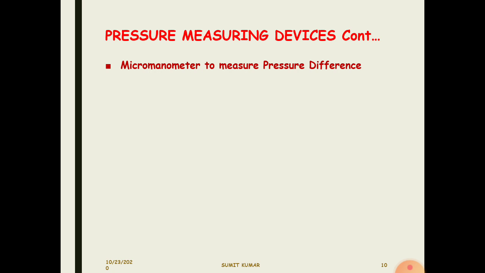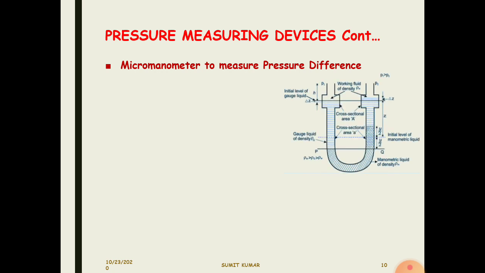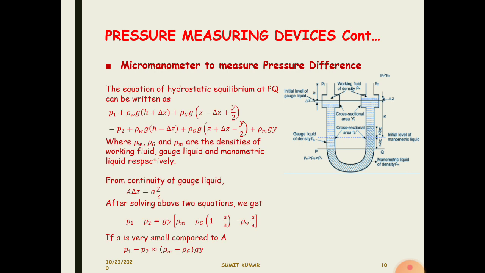To measure a very small pressure difference, a micromanometer is used. An additional gauge liquid is used in this type of U-tube micromanometer. When the micromanometer is connected to the pipe, the manometric fluid shifts. Accordingly, the equation of hydrostatic is written and the pressure difference between the 2 points is measured.